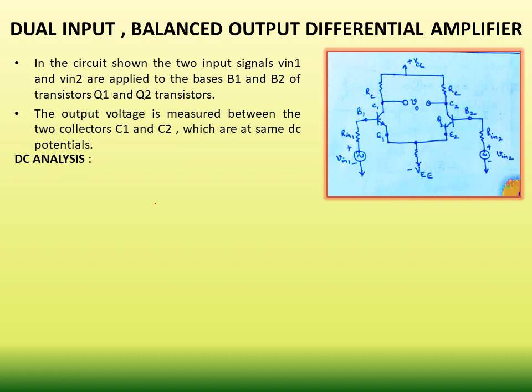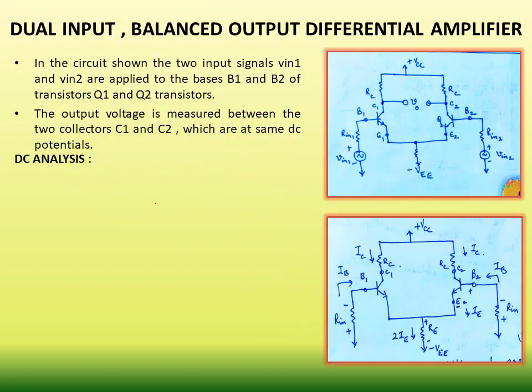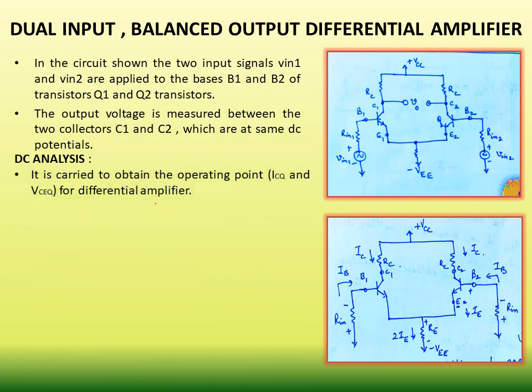Now we know we want to carry out DC analysis. First of all, we must know why we are carrying out DC analysis. It is carried to obtain the operating point for a differential amplifier. We know for an amplifier to properly amplify the signal, it is very necessary to obtain the operating point. So by carrying out DC analysis, we can obtain the required operating point.